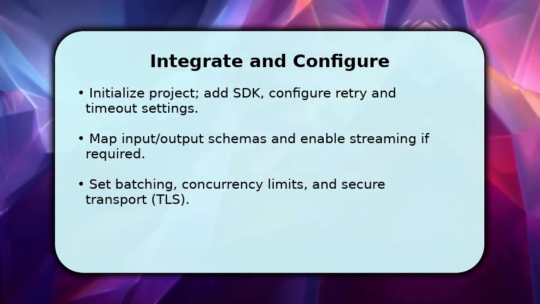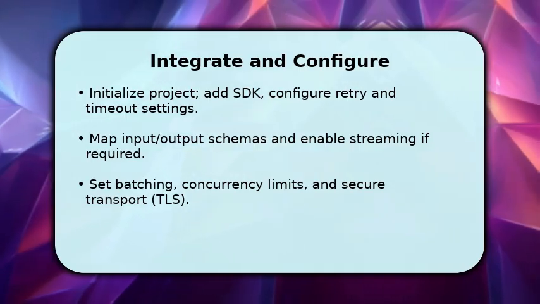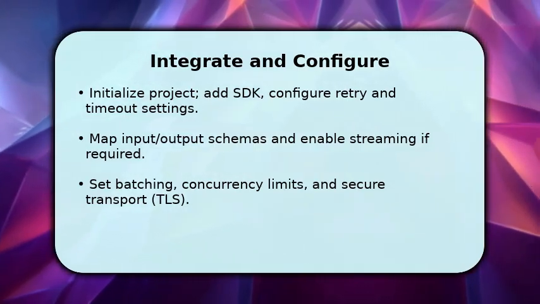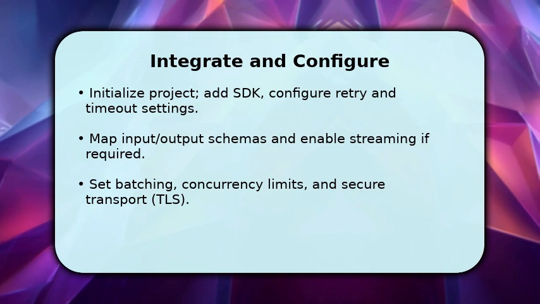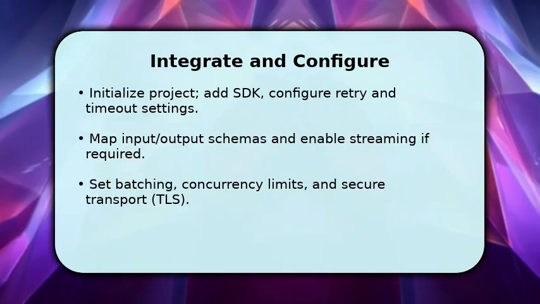Once mapped, set batching and concurrency limits to match your throughput goals and enforce TLS for secure transport. After configuring these aspects, run a few local requests to validate schema mapping and performance before deploying to staging.